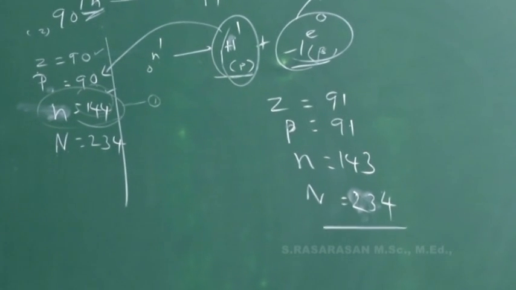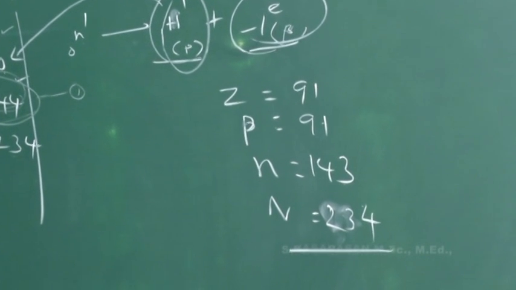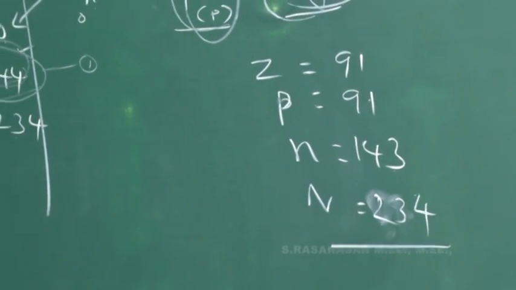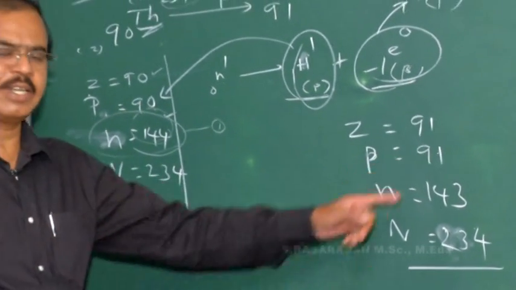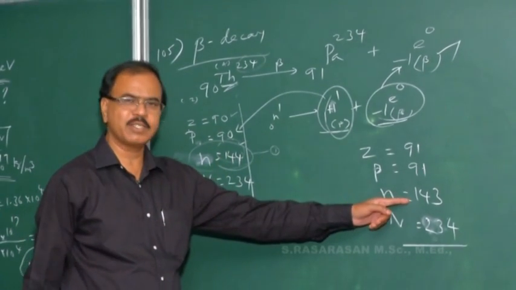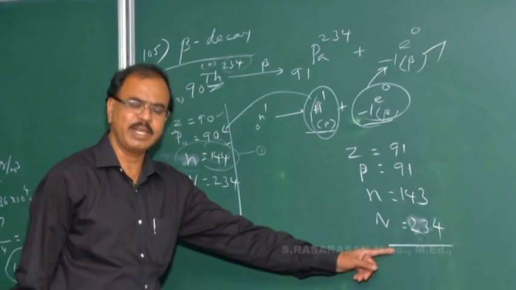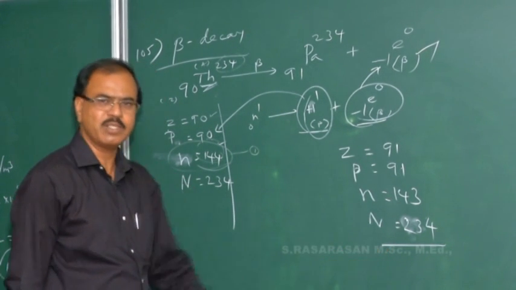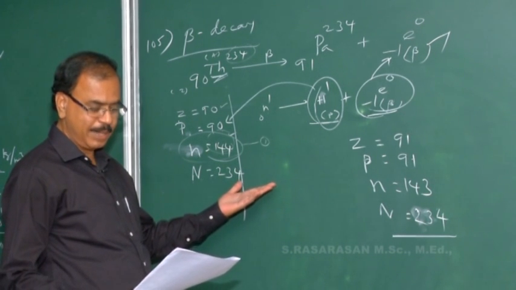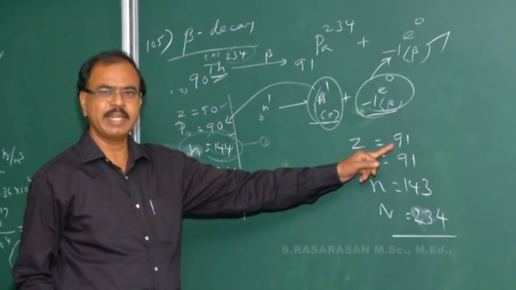So இப்போ during beta decay 4 answers கொடுக்கலாம். During beta decay atomic number increases by 1. During beta decay proton number increases by 1. During beta decay neutron number decreases by 1. During beta decay mass number remains same, nucleon number remains same. Yes, see the options here. Atomic number decreases by 1? No, atomic number increases by 1. 90 becomes 91.